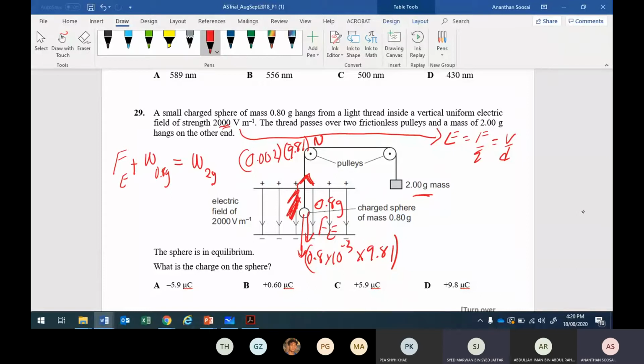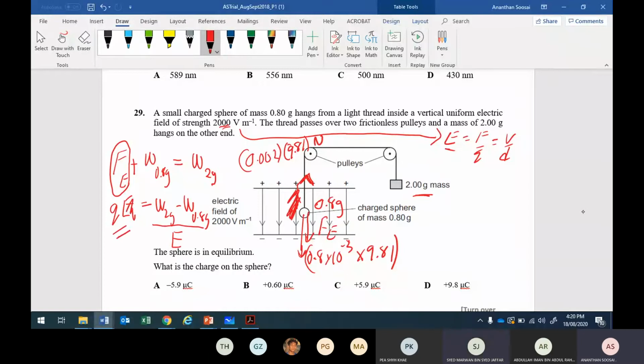So you want to find the charge. The Fe you can convert to charge. How to write in terms of charge? Q times E, QE. E equals F over Q, so F is QE. QE equals weight of 2 gram minus weight of 0.8 gram, divided by the E. Yeah, you can get the charge.